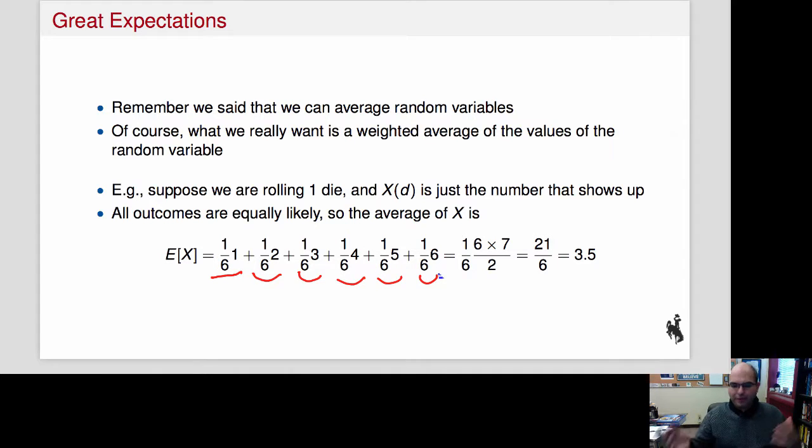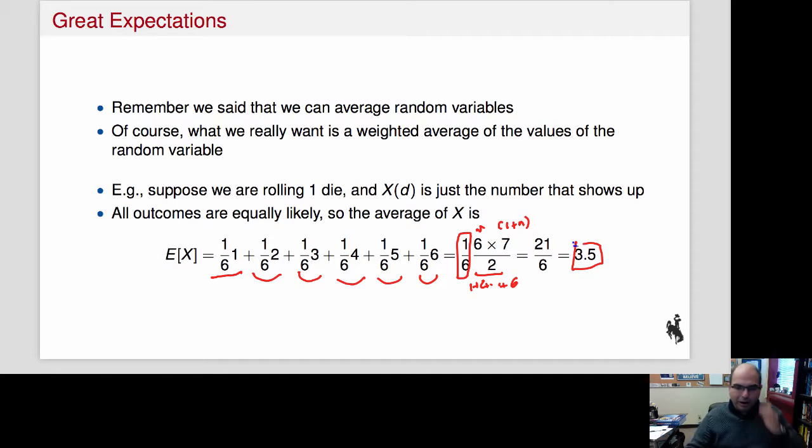Okay, so I simply have to add those, and what we'll do is we'll factor out the 1/6, and what I have here is 1 plus 2 plus up to plus 6. But that's actually an arithmetic series, so it's n times the first element, 1, plus the last element, and then divided by 2. It's just Gauss's trick, right? And that ends up being 21 over 6, which is 3.5.